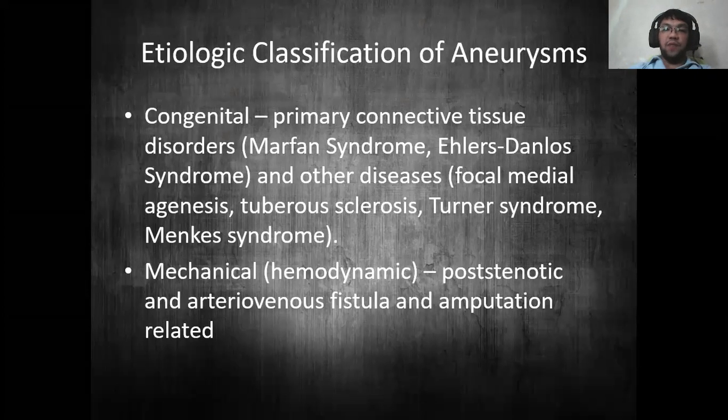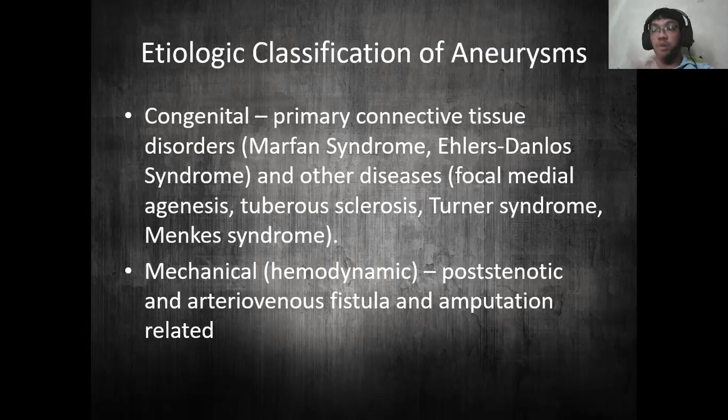Now, etiologic classifications of aneurysm. There are congenital types. These are primary connective tissue disorders such as Marfan syndrome, Ehlers-Danlos syndrome, and other diseases such as focal medial agenesis, tuberous sclerosis, Turner syndrome, Menkes syndrome. You are going to learn this more in your other concepts of medical surgical nursing with regards to these connective tissue disorders. And we have mechanical or hemodynamic classification: poststenotic, arteriovenous fistula, and amputation related.